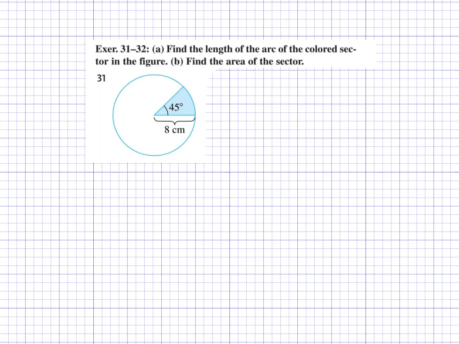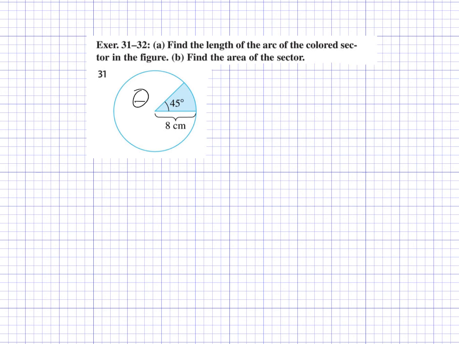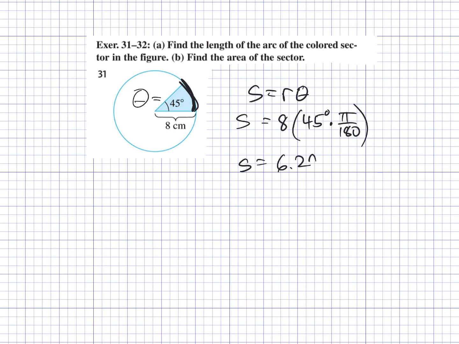31, find the length of the arc of the colored sector in the figure. So here we have your theta. Theta is equal to a degree measure, but in the formula, theta has to be in radians. Now we have 8 for our radius. We want to know the length of this arc here. But theta has to be in terms of radians, so if we want radians, radian measurement goes on top. Now we use our calculator and figure out what this is, and that's 6.28 centimeters. So we're rounding there.